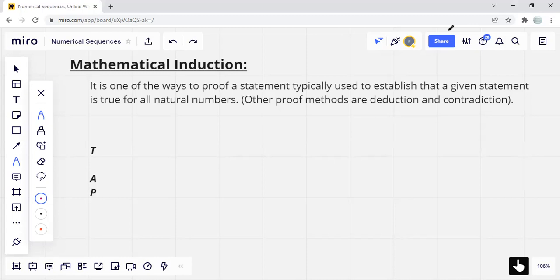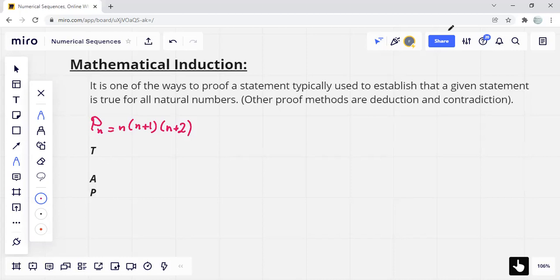Okay, for example, let's take an example. We want to prove that Pn, which is equal to n into n plus 1 into n plus 2, is divisible by 6. Okay, these are three consecutive integers.